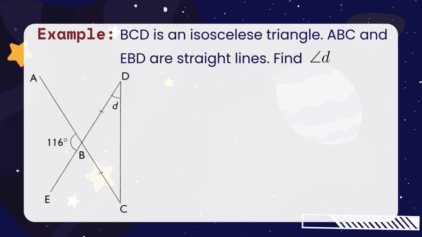Okay, let's move on to our final example. In this example, BCD is an isosceles triangle, and ABC and EBD are straight lines. Our goal is to calculate the value of angle D. Since ABC and EBD are straight lines that intersect at point B, this creates vertically opposite angles. That means angle ABE is equal to angle DBC, and both measure 116 degrees.